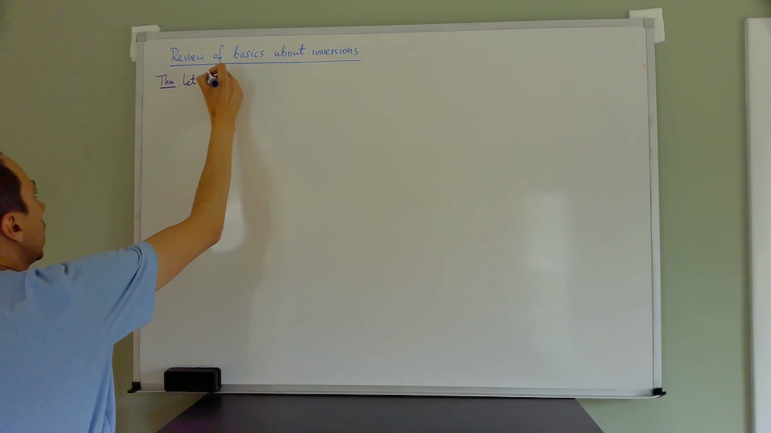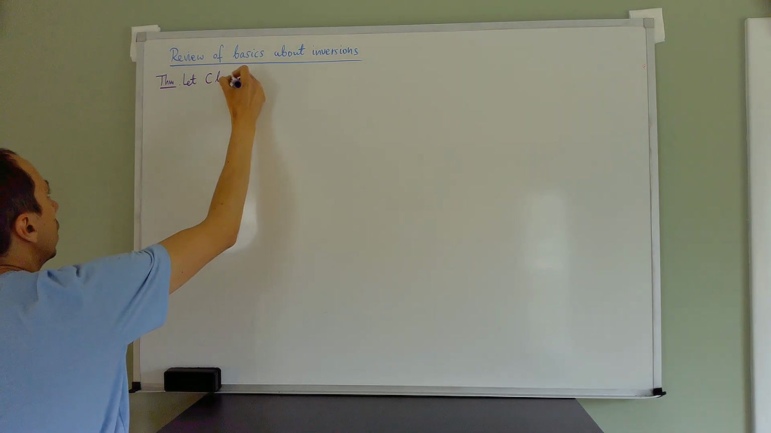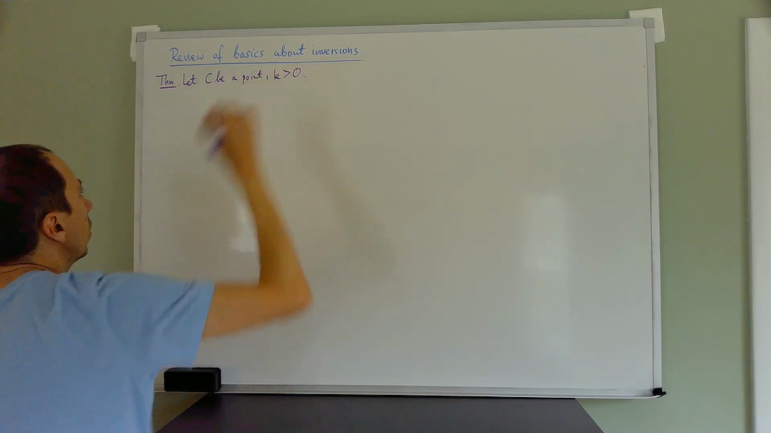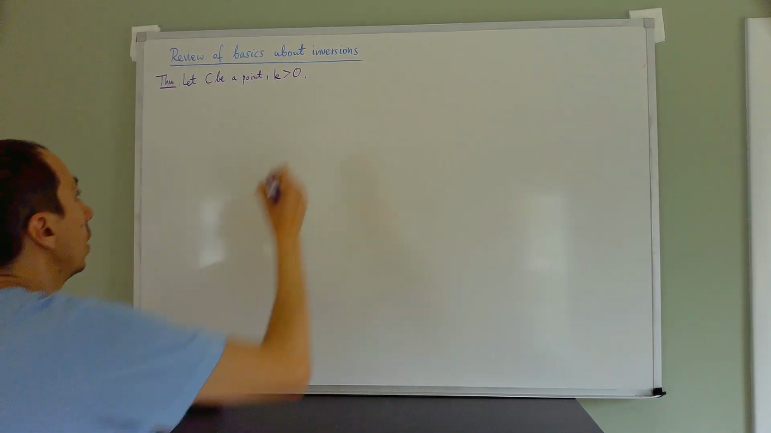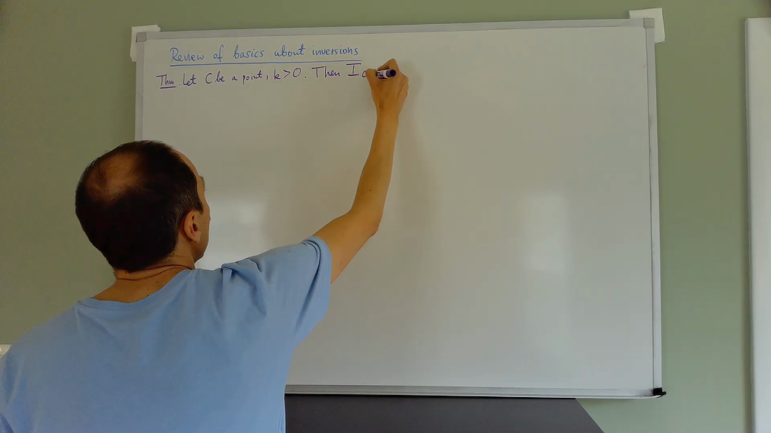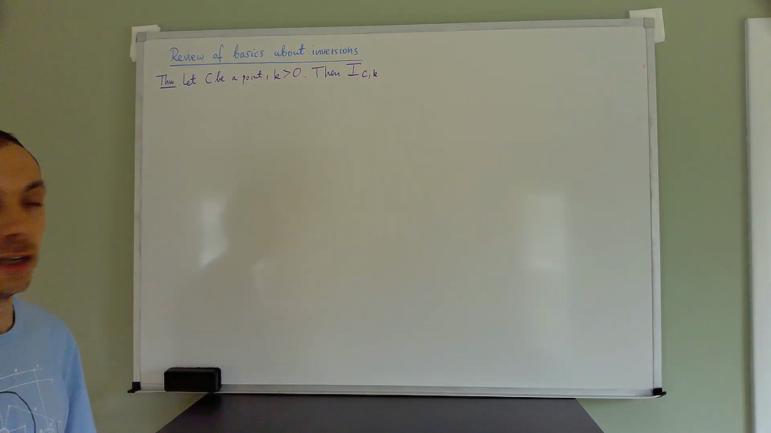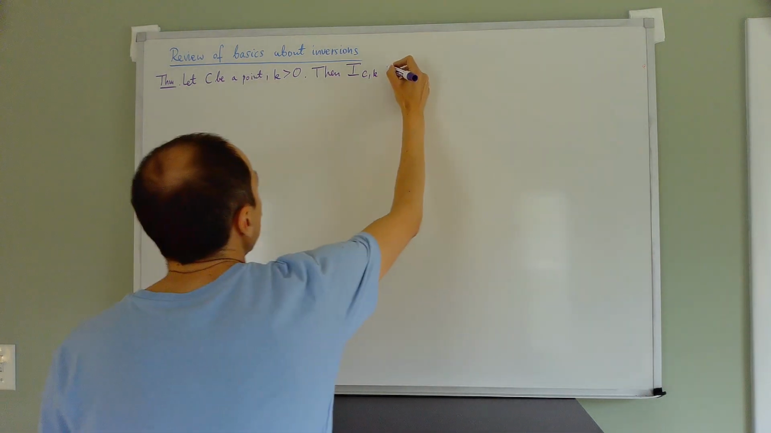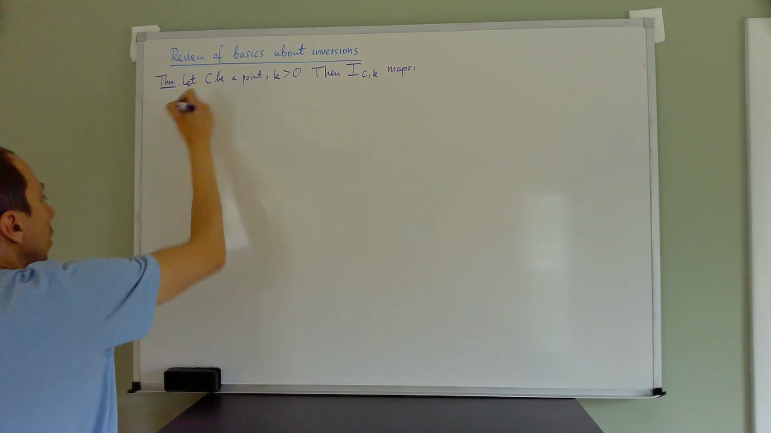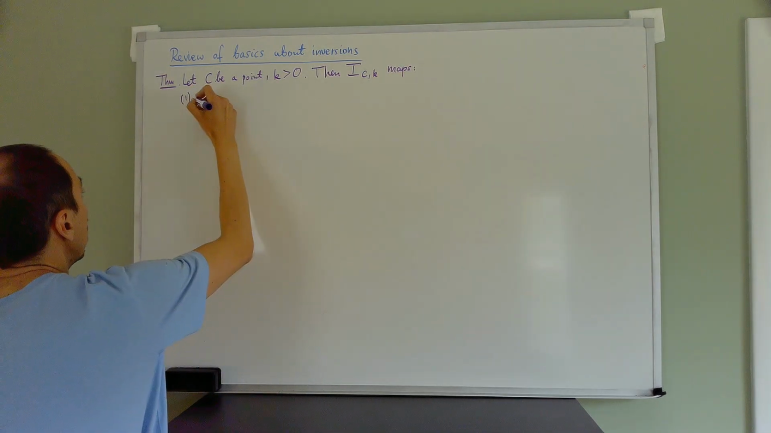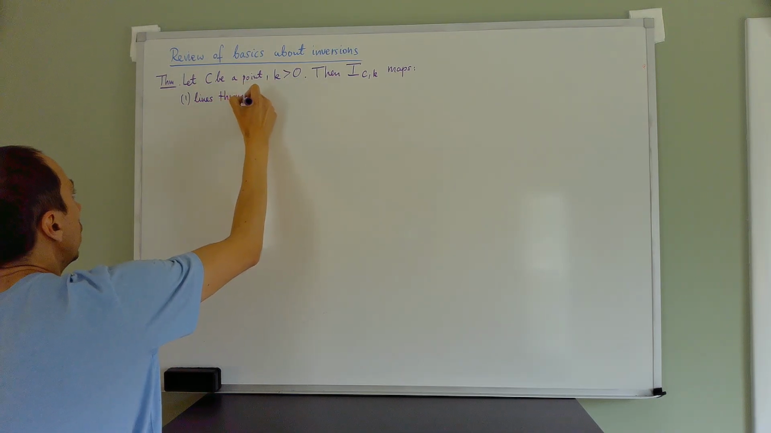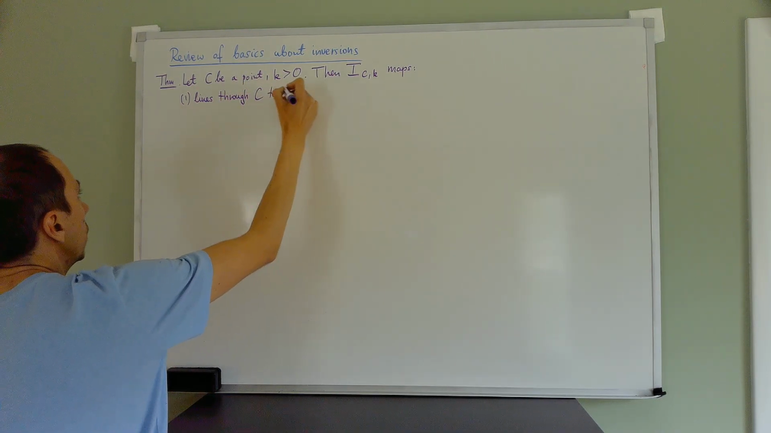Let, again, C be a point and k be a number greater than 0. Then the inversion centered at C of radius k maps, okay, there are 4 cases. One, lines through C to themselves.